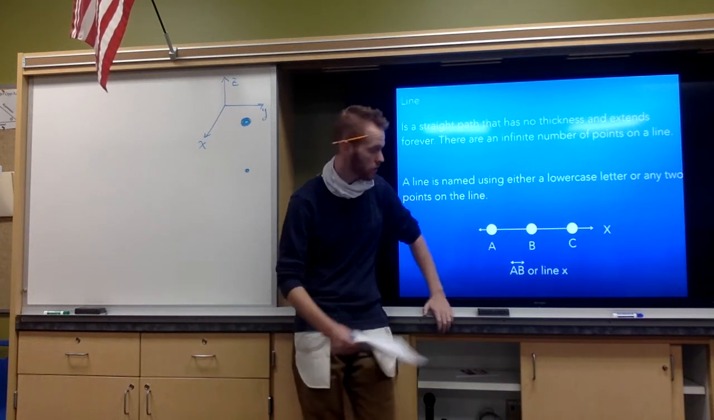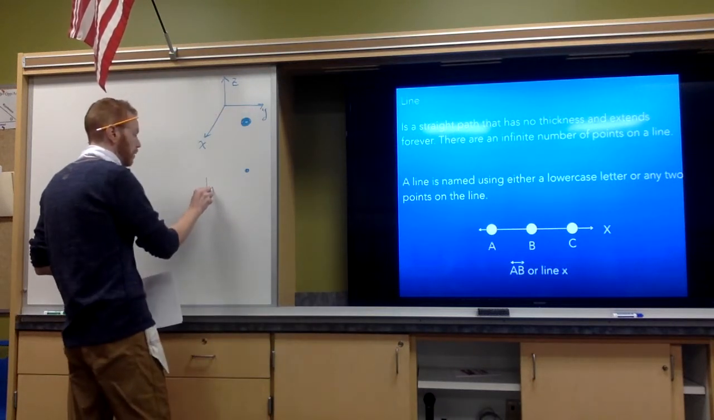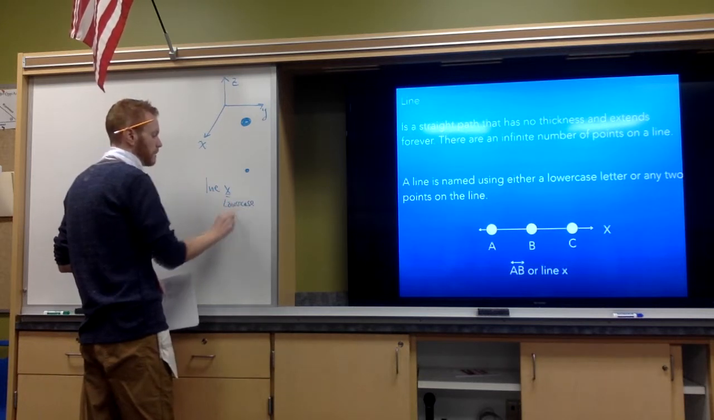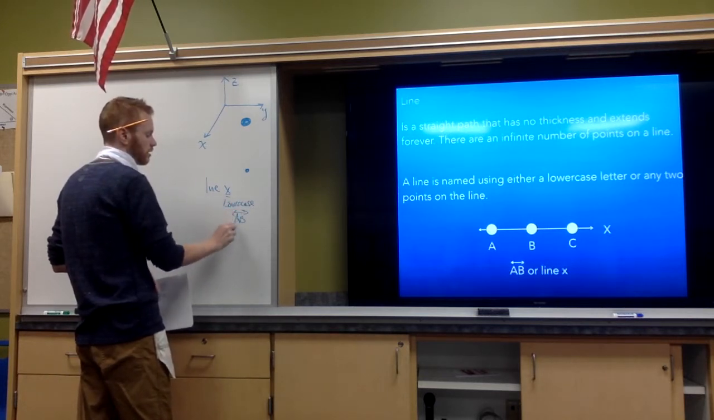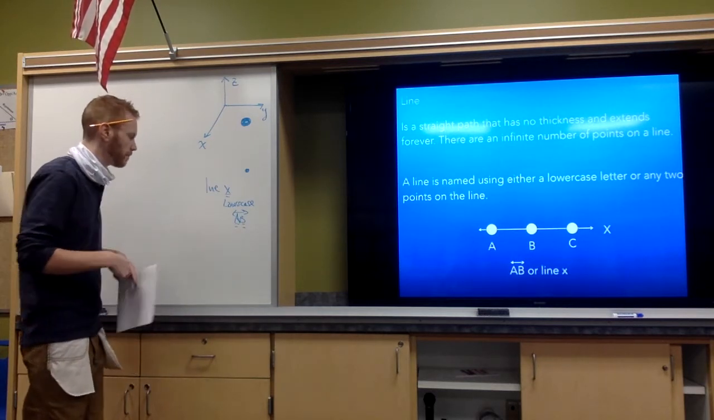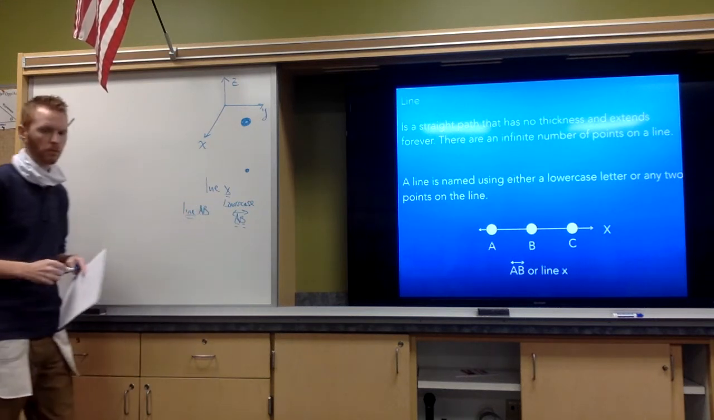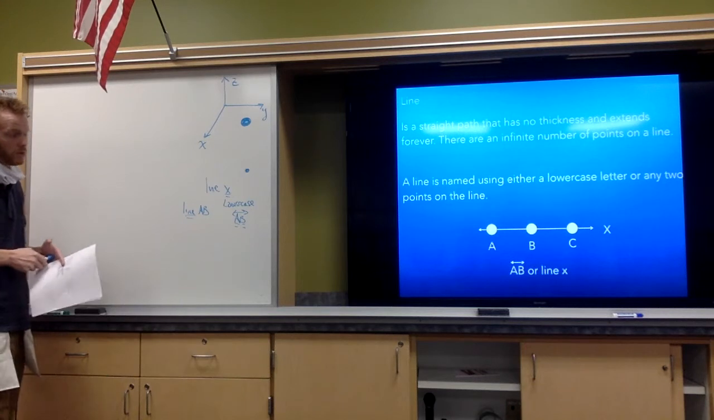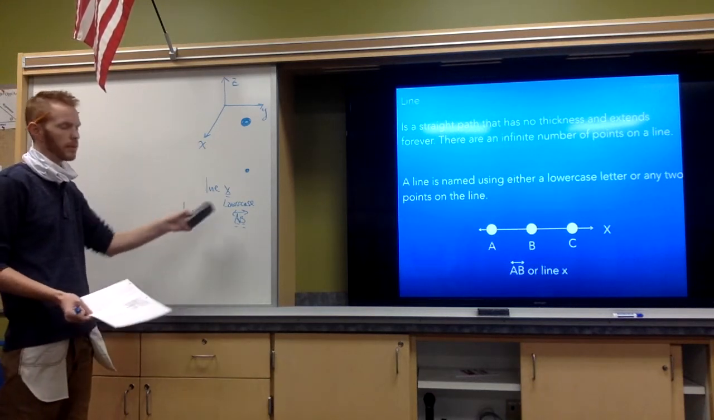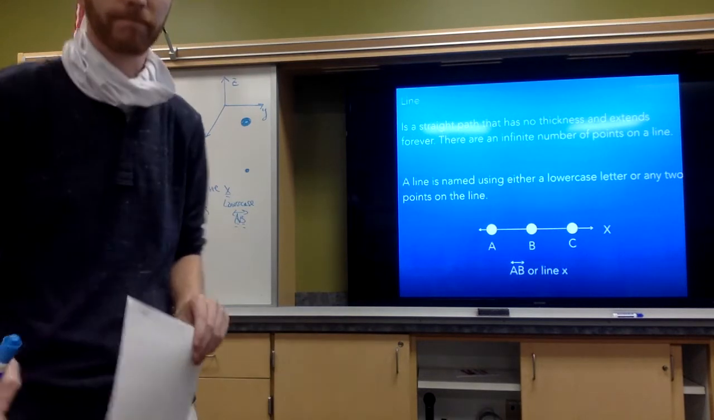Okay? If I do that, it has to be lowercase. So if I name it by one letter, it has to be lowercase. If I name it by 2 points, make sure they're uppercase, okay, with the line symbol above it. I've seen people say line AB, you put the line before it, they actually write the word. You can do that. That's no big deal. But make sure when you're naming a line, you're using proper notation.